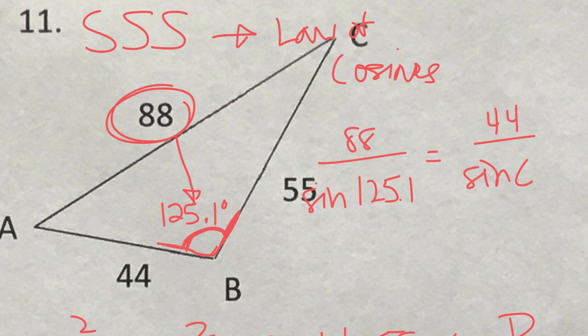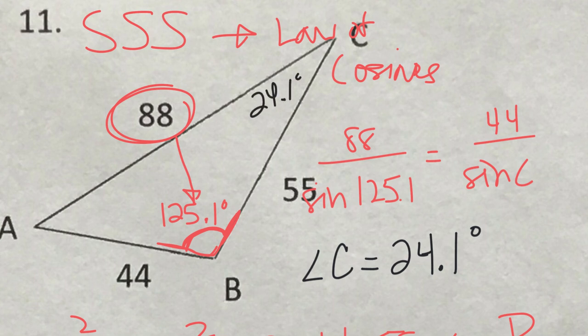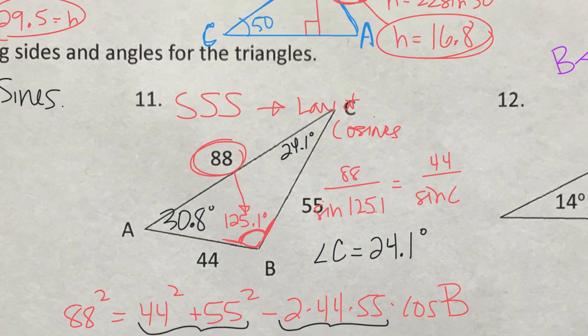Okay, so I'm going to pause the recording and solve this, and I'll be right back. I get angle C as 24.1 degrees. And then our third angle, angle A, is always 180 minus the other two angles. So angle A is going to be 30.8 degrees when I subtract the other two from 180.